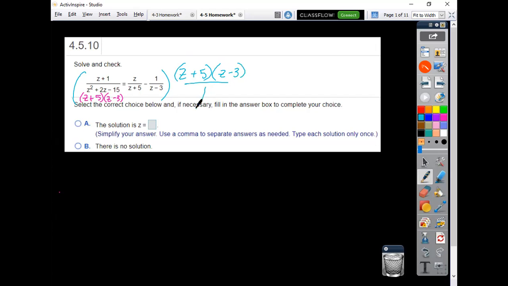So if I multiply each one of these by that, I'm going to end up getting rid of all of those denominators. So if I multiply it over here times this first fraction, the whole thing there divides out with this whole denominator, leaving just the z plus 1. Then when I move on to multiplying it, I got to multiply everything on both sides. So when I multiply it here, the z plus 5s are going to go away. I'm going to have this z times the z minus 3.